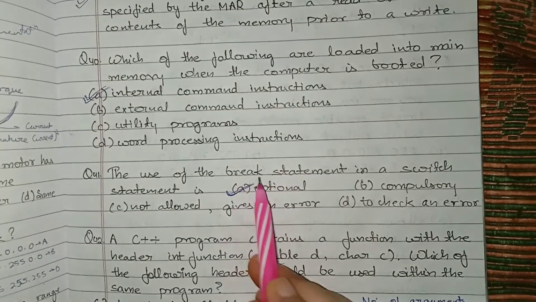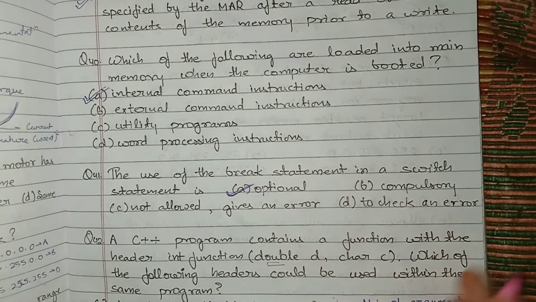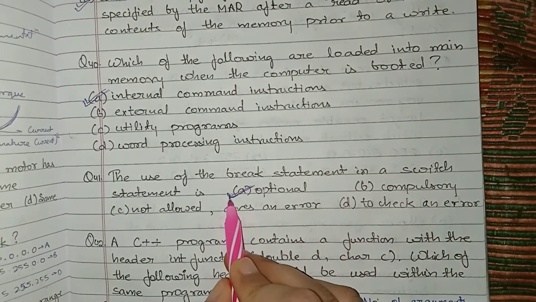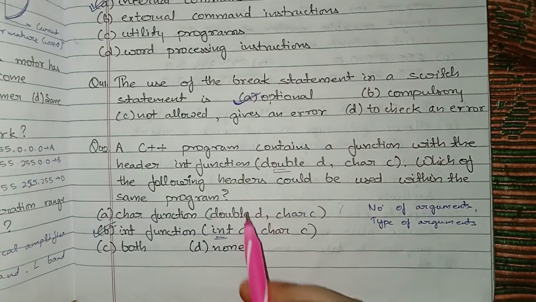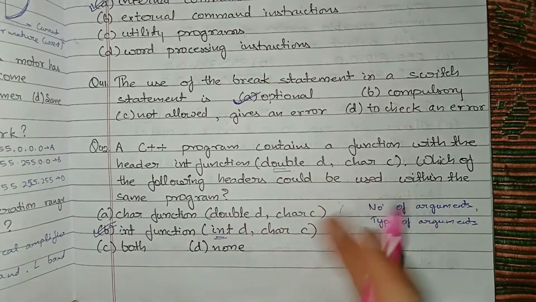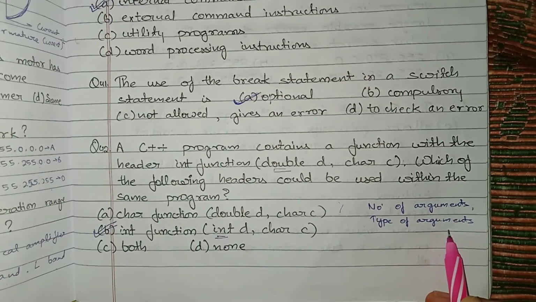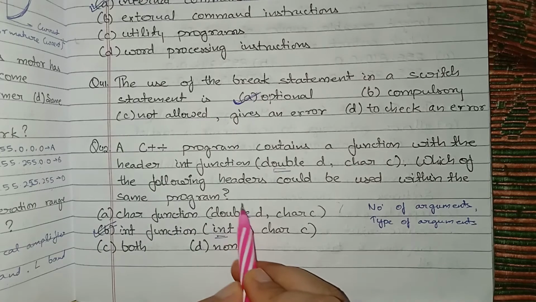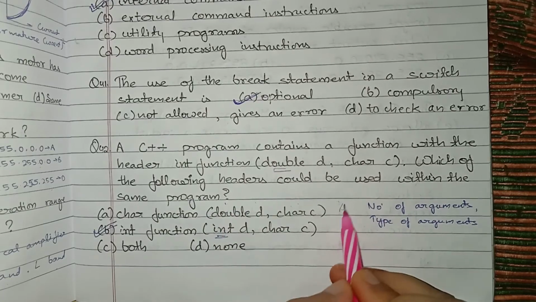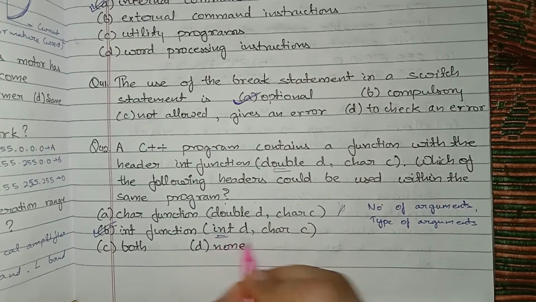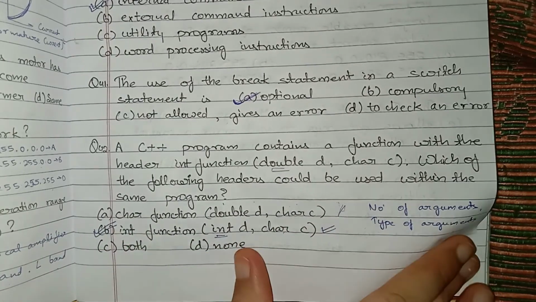Break statement is optional. Some people think it's compulsory, it's optional. The program will perfectly run even if break is not over there. For there to be two functions with same name, either the number of arguments or the type of arguments must be different. So in the first option, the number of arguments is also 2 and the type of arguments is double char. This is not possible. If it is int and char like in option number B, it is possible. So option number B will be the answer.